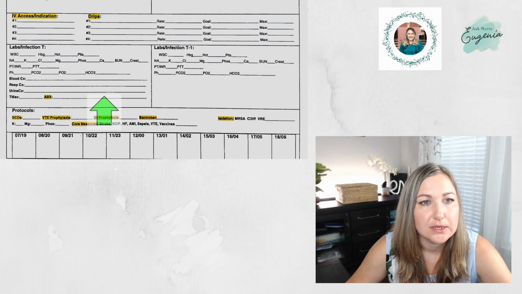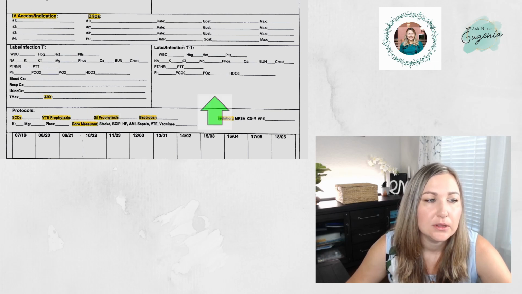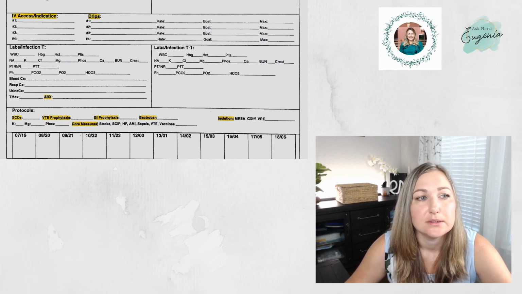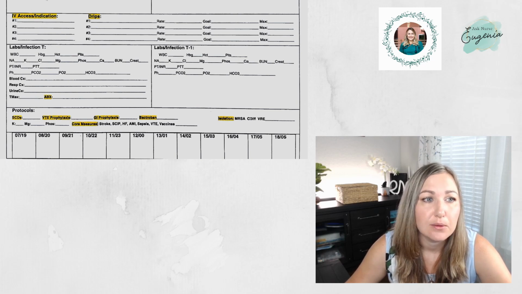So T is for today, T-1 is for the previous day. At first, in the line you see white blood cells, hemoglobin, hematocrit, and platelets. So that's hematology. Usually you're mainly concerned about white blood cells because that tells you about ongoing infection, and also hemoglobin, because if it drops, the patient might need a blood transfusion, might be bleeding somewhere.